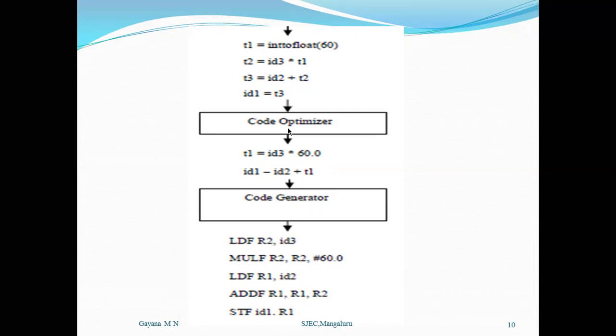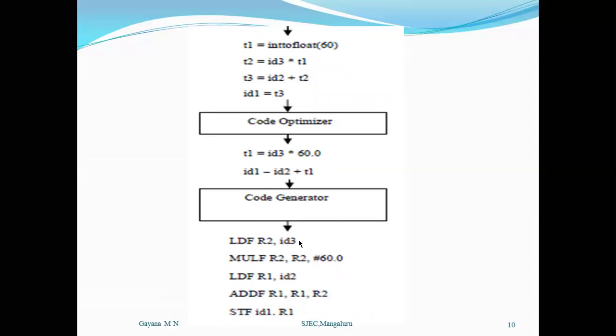What the code optimizer does here, it does the multiplication of id3 and then 60.0 straight away. Okay, so here itself the conversion is taking place and the resultant is stored into some temporary variable t1, and this t1 is then added with id2. The answer is stored back in id1. And this is then given to the next component, code generator.